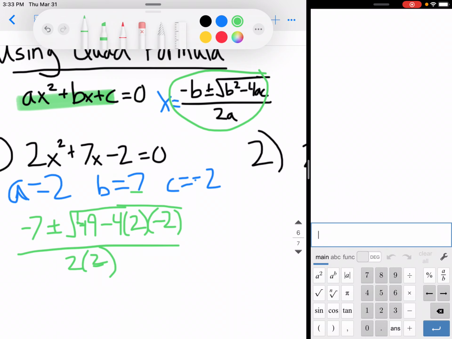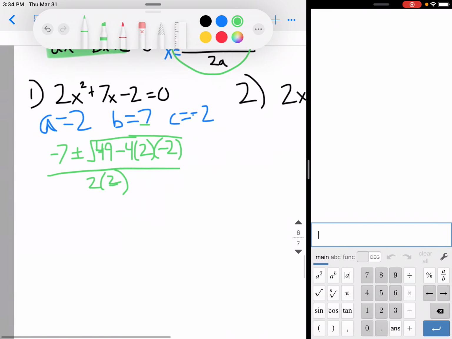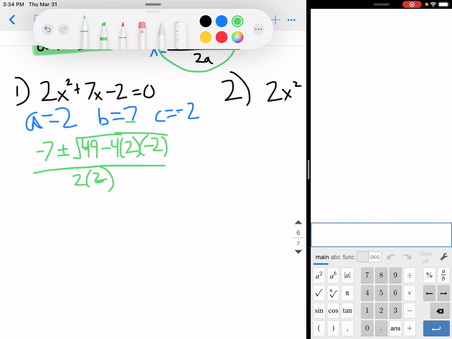All right, now I have to work on crunching my numbers here a little bit. And so let's see what I end up getting. -7 plus or minus the square root of 49, and then what I see here is a -4 and a -2. When I multiply them together, that's going to give me a positive sign. And then I have 4 times 2, which is 8, times 2 again is 16. So I'll be adding 16, all over 4.